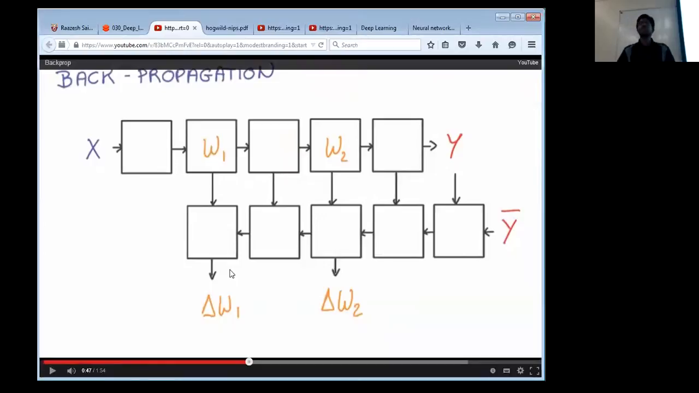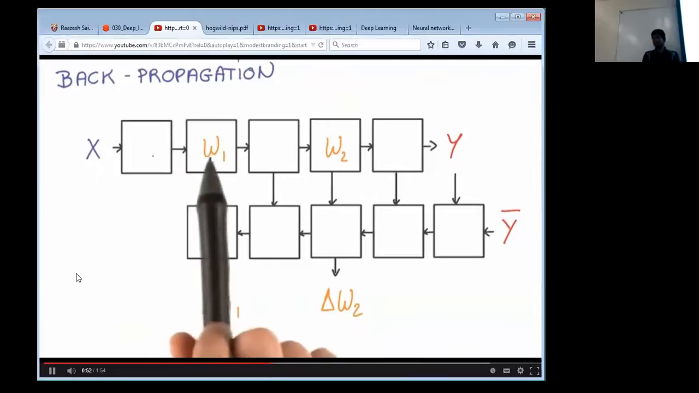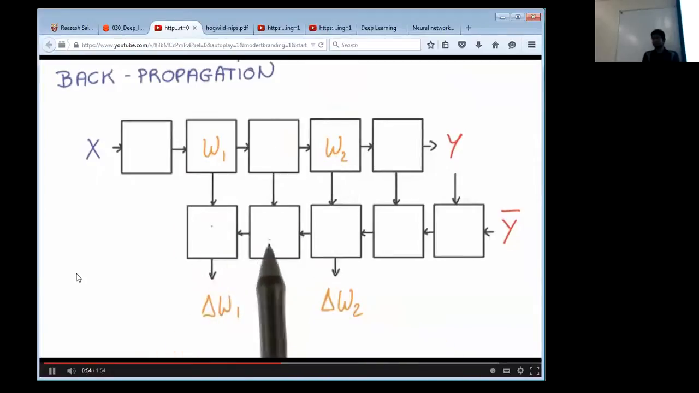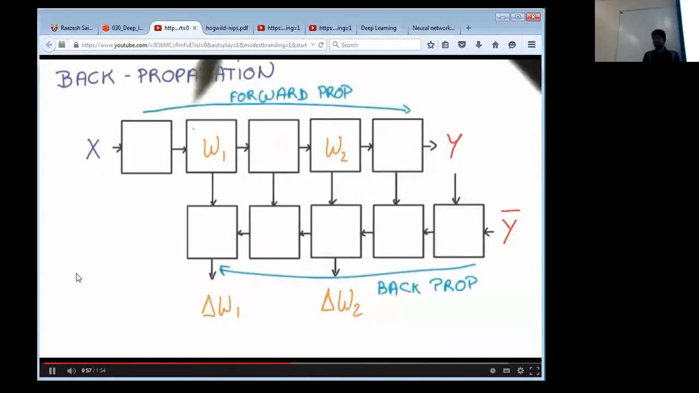And remember, individual derivatives can be computed, and this is what the Hogwild algorithm does, right? It can parallelize all of this. It makes computing derivatives of complex functions very efficient, as long as the function is made out of simple blocks with simple derivatives. Running the model up to the predictions is often called the forward prop, and the model that goes backwards is called the back prop.